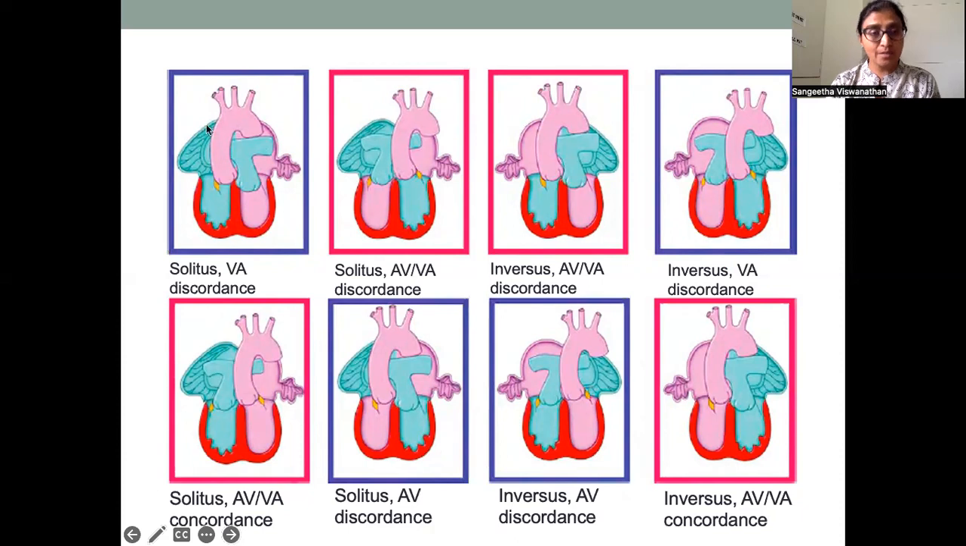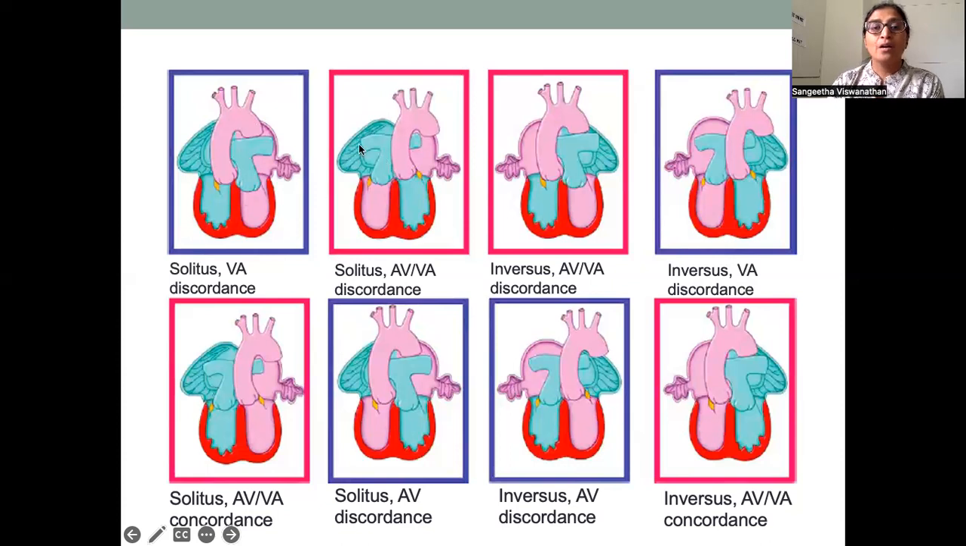So here, situs solitus, right atrium, right ventricle, but connecting to aorta. Left atrium, left ventricle connecting to the pulmonary artery. This is a life-threatening situation, but it can be easily dealt with after birth by arterial switch operation.